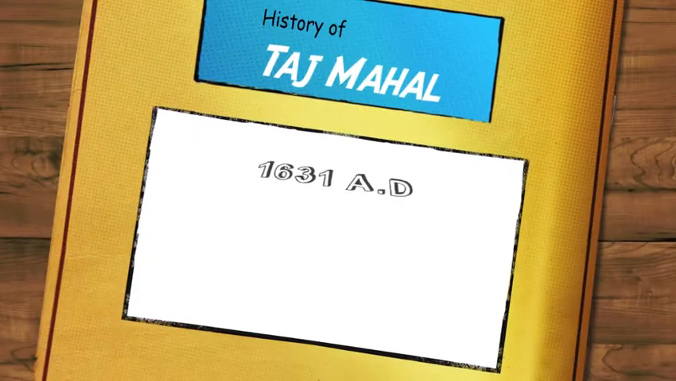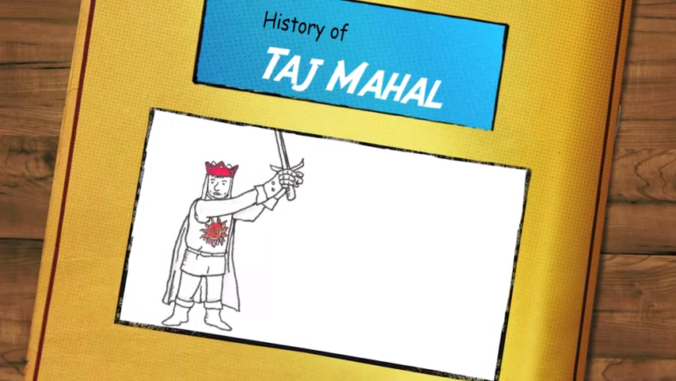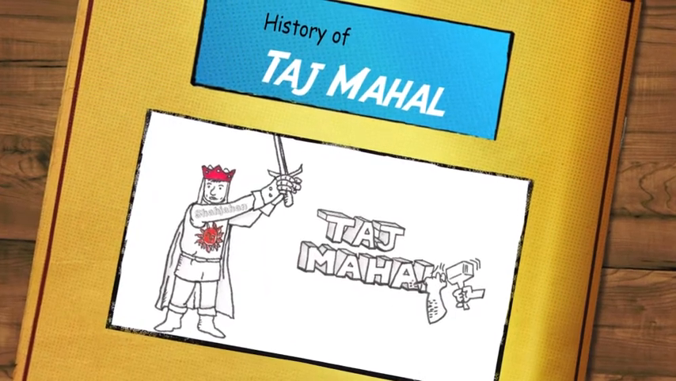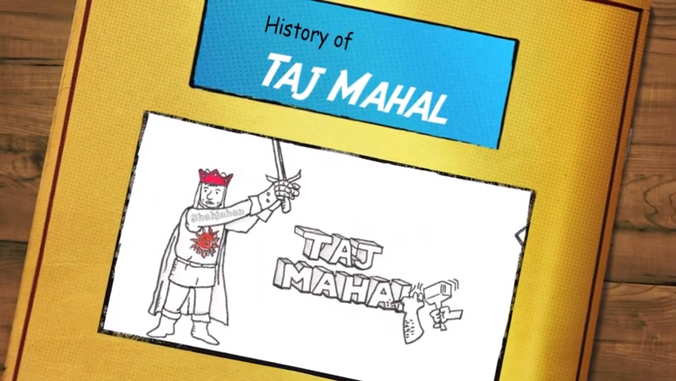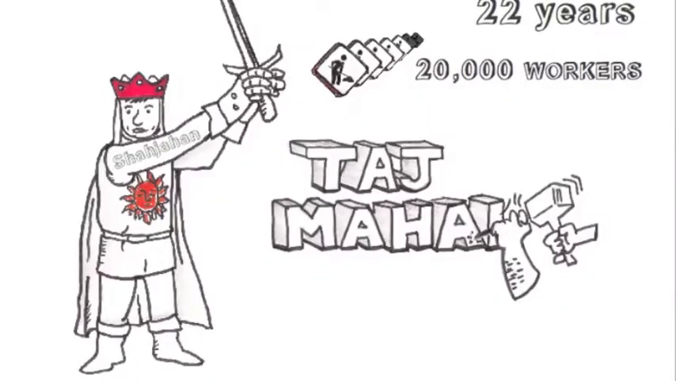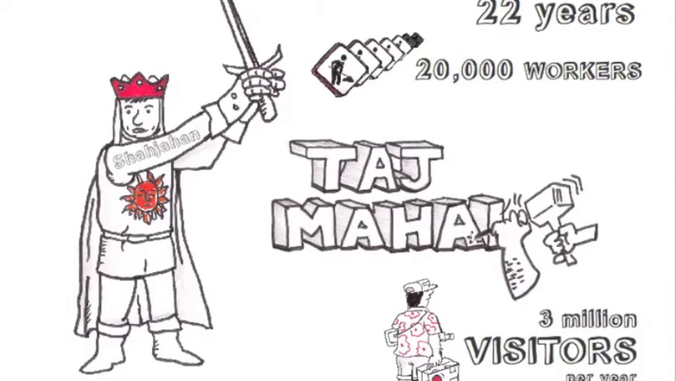300 years ago, in the 17th century, the Mughal Emperor Shah Jahan built the Taj Mahal as a mausoleum for his wife. 20,000 men labored for 22 years to construct the structure, which is one of the 7 wonders of the world. This year, we focused on a simple question.